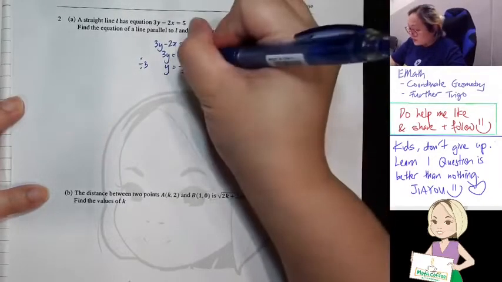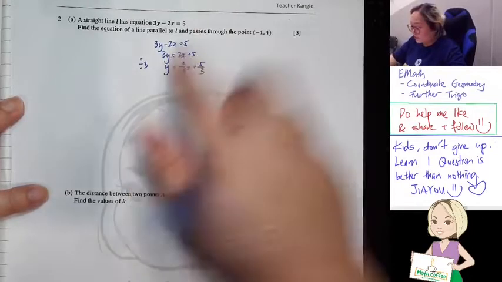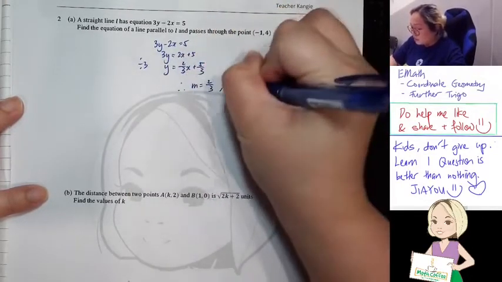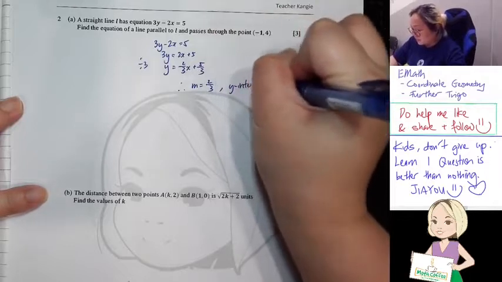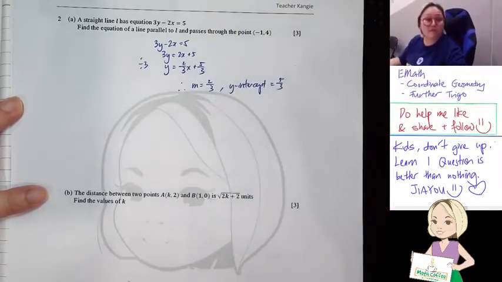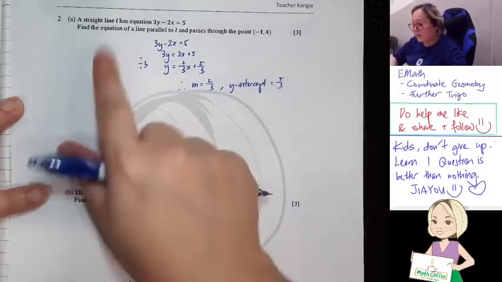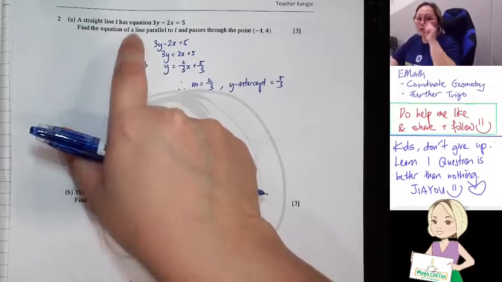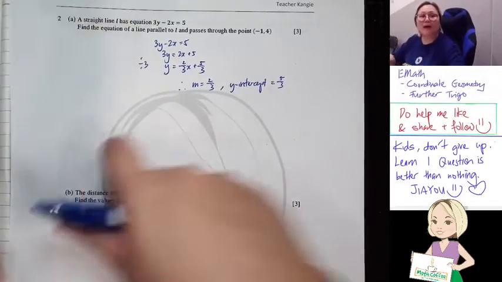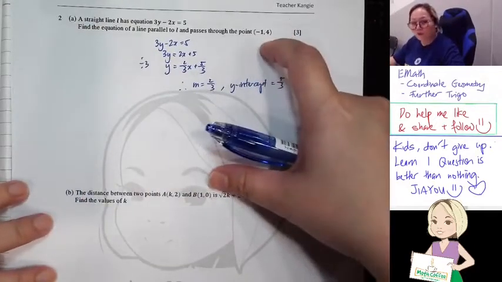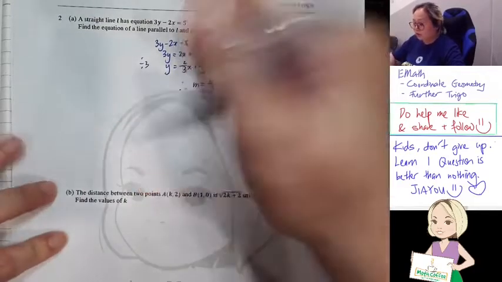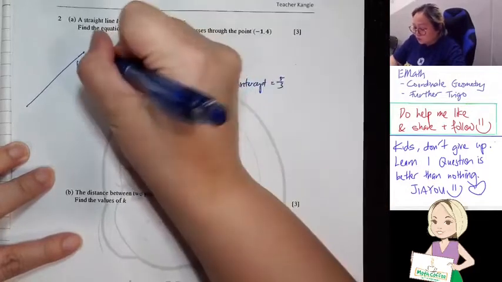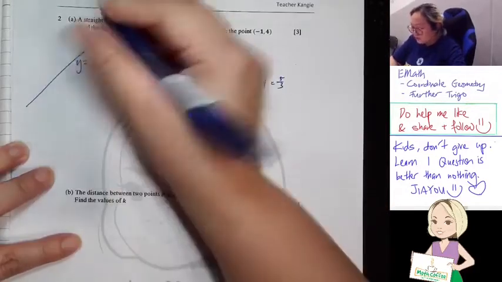So over here you can see that my gradient is 2/3. So you know that gradient is 2/3. Okay, y-intercept is 5 over 3. Right? And now you need to find the equation of another line which is parallel to this first line and it passes through this point negative 1, 4. So this is a line, y equals to 2/3 x plus 5 over 3.